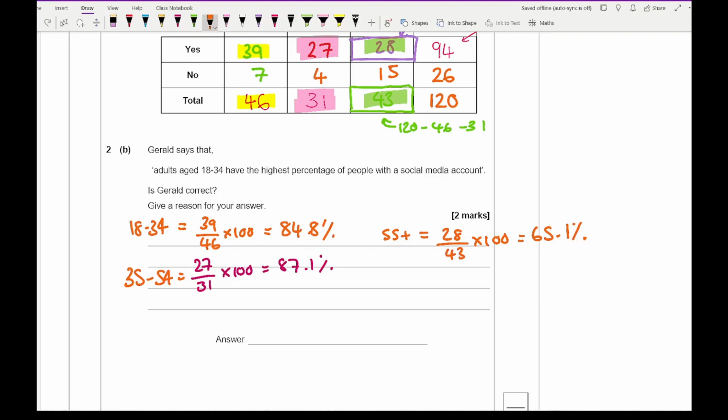Is the 18 to 34 the highest percentage? So therefore the answer is no. 35 to 54 has a higher percentage.